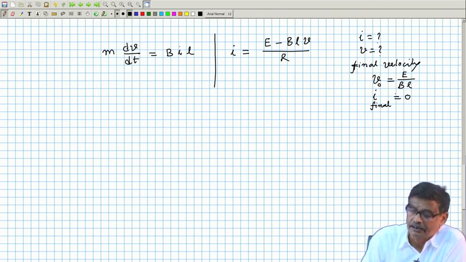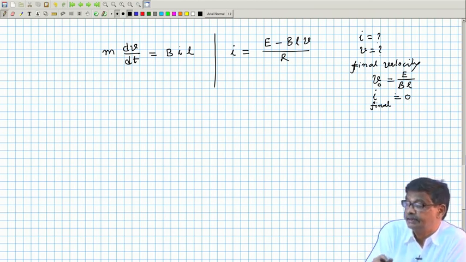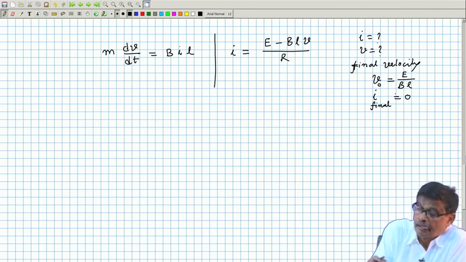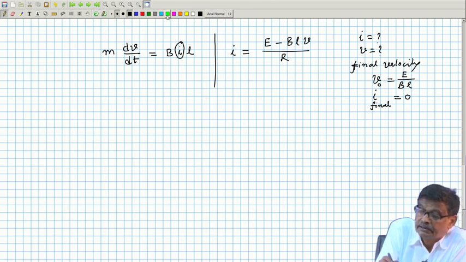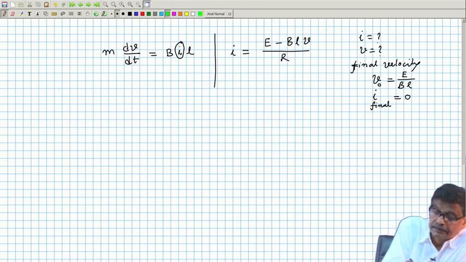This must happen, and let us see indeed whether this happens or not. For that you have to solve this circuit, two unknowns are there. So, suppose you first solve for velocity. Replace this I in this equation by this expression, and you will get here m dv/dt.